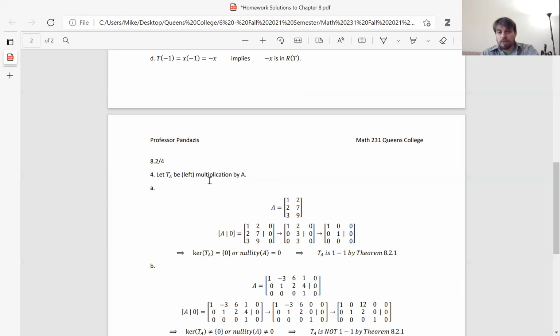A, T is 1 to 1. B, the kernel of T is equal to the set containing only 0. Those two statements are equivalent. So if you show one is true, the other is true. If you show one is false, the other is false.